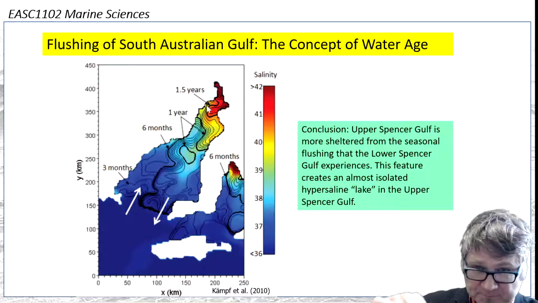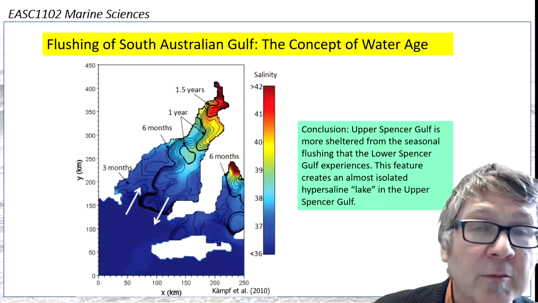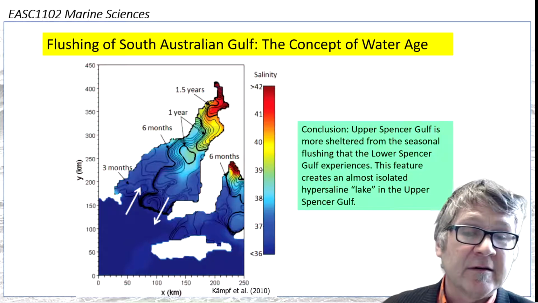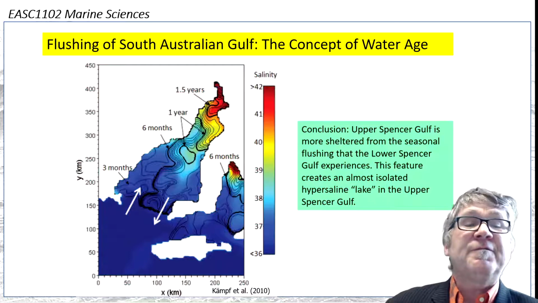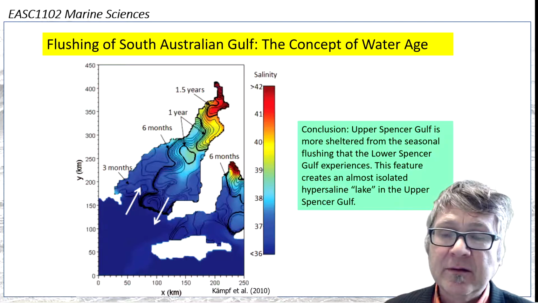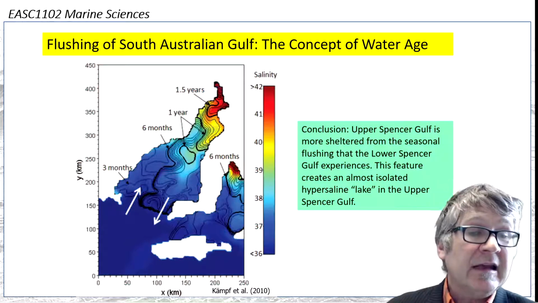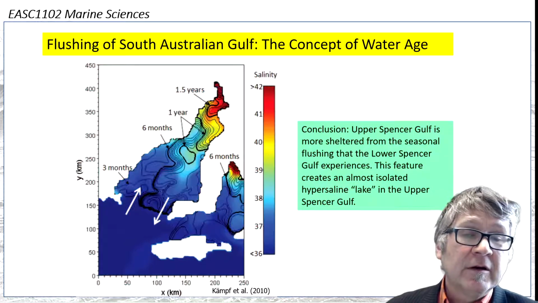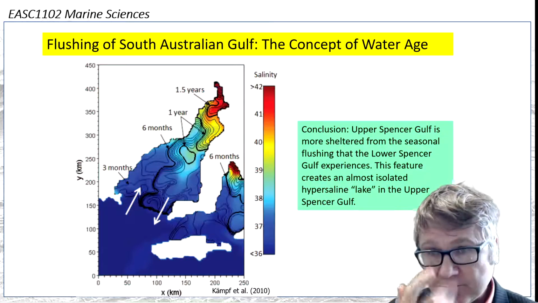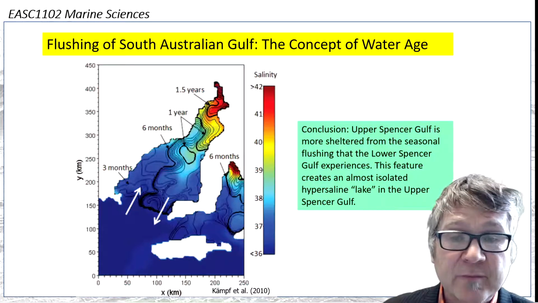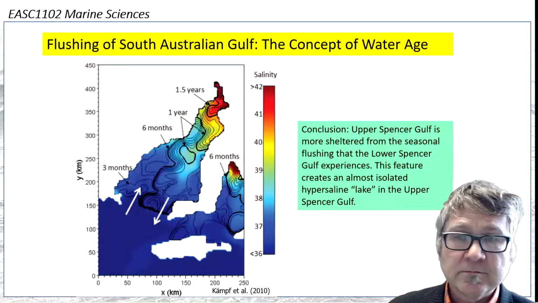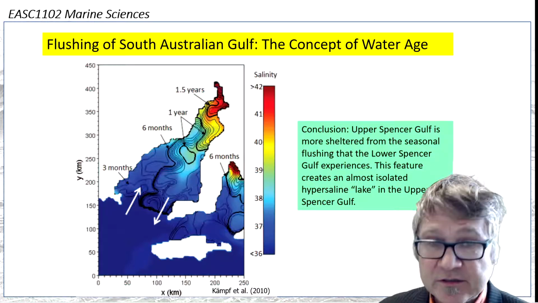So in terms of what this implies, we've already talked about the swell influence, the reduced swell influence in Upper Spencer Gulf. So this feature creates an almost isolated hypersaline lake in the Upper Spencer. Okay, so you have very little of the oceanic influences in that region. And that makes it so special. That's the feature that makes the upper reaches of Spencer Gulf so special. So what's so special about the upper reaches of Spencer Gulf?